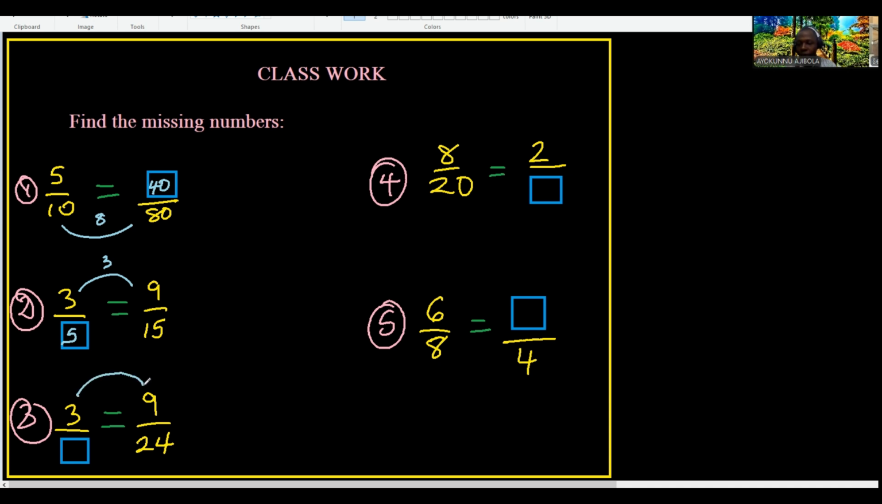We also have these, right? 3 times what is 9? That's also 3, right? Then 3 times what will give me 24? That should be 8, right? So 3 times 8 is what? 24. Yeah, so now you're getting it, right?